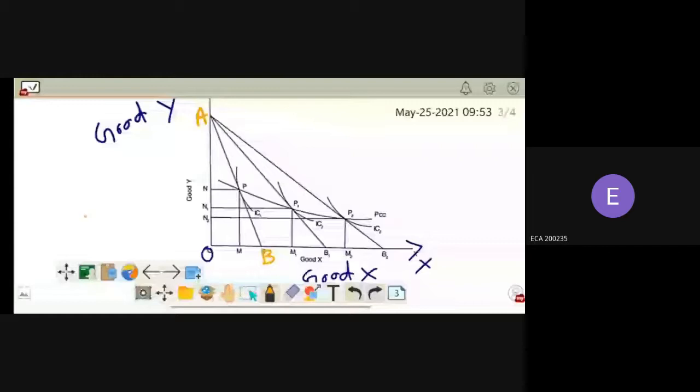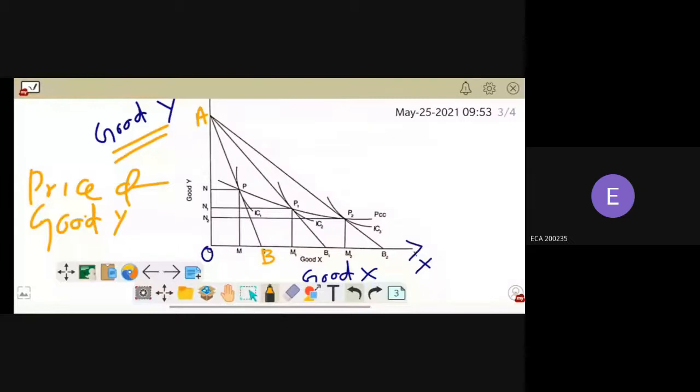And imagine that there is no change in the price of good Y. The price of good Y remains constant. But the price of good X changes.